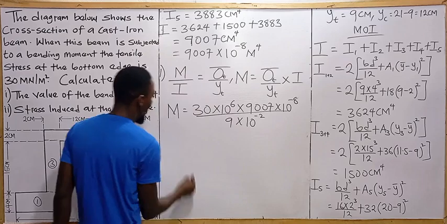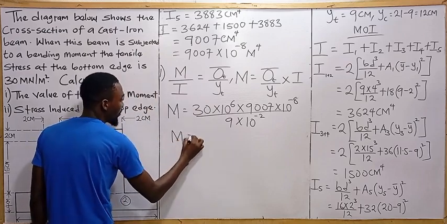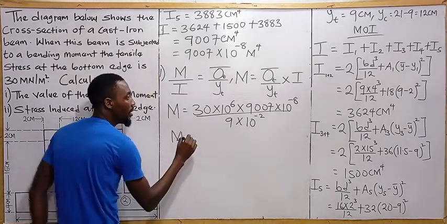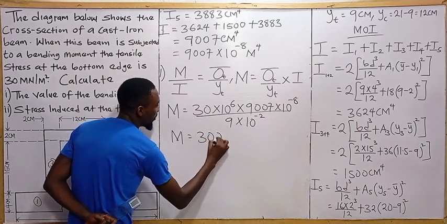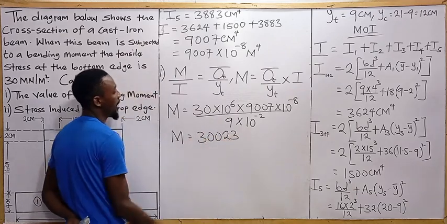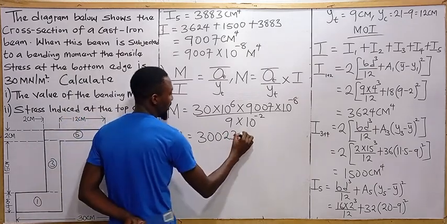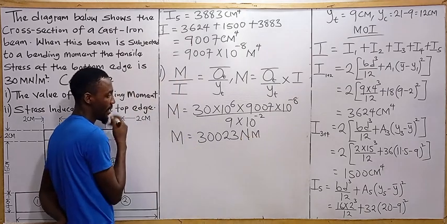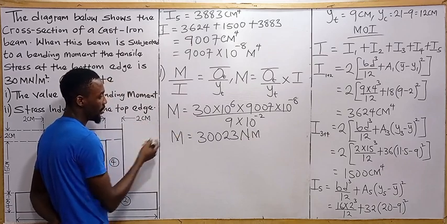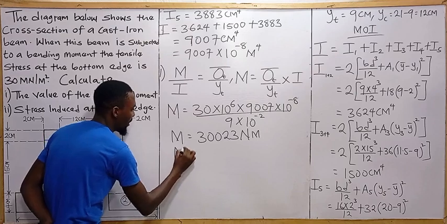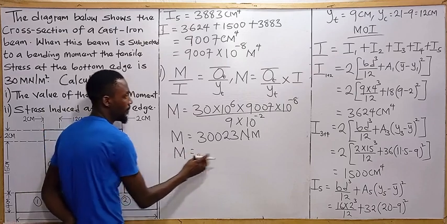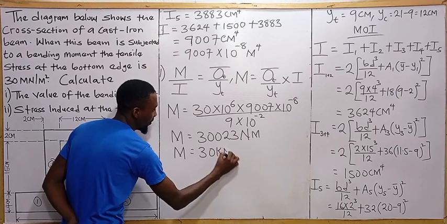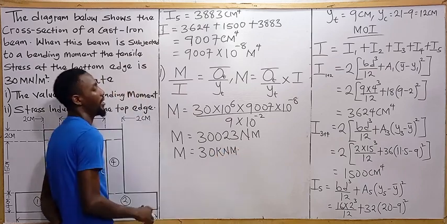All right. So if we do that, our maximum bending moment will be equal to, if you press this and you divide by this, you are going to have 30,023. So our answer is going to be in Newton meter. So in Newton meter, that is going to be our answer. And if you divide by 1,000, you can also write your answer as 30.023, which you can write as 30 kilonewton meter. All right, so that's it.